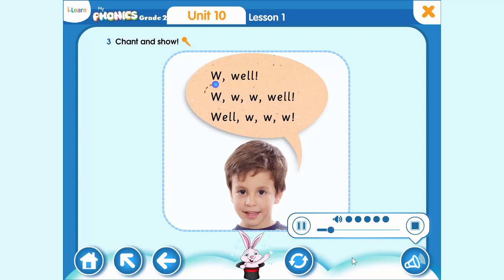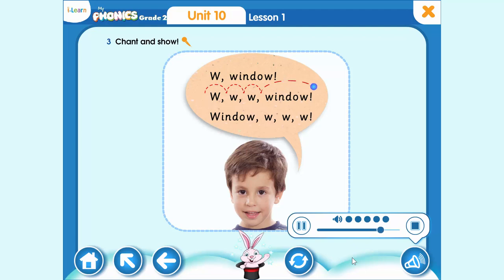Well, well, well, well. Watch. Wa. Watch, watch, wa, wa, wa. Wa, window, wa, wa, wa. Window, window, wa, wa, wa.